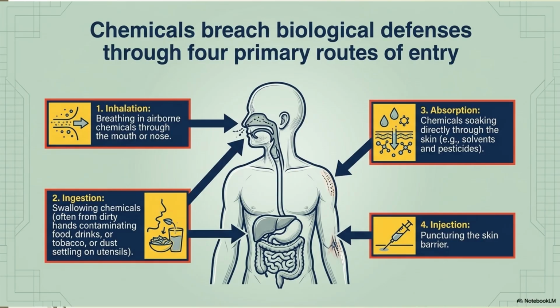Second is ingestion, often caused by dirty hands contaminating food, drinks, or tobacco. Third is absorption, where chemicals like solvents and pesticides soak directly through intact skin. Fourth is injection, occurring when a sharp object punctures the skin barrier. Understanding these routes helps us design effective protective equipment and personal hygiene habits.